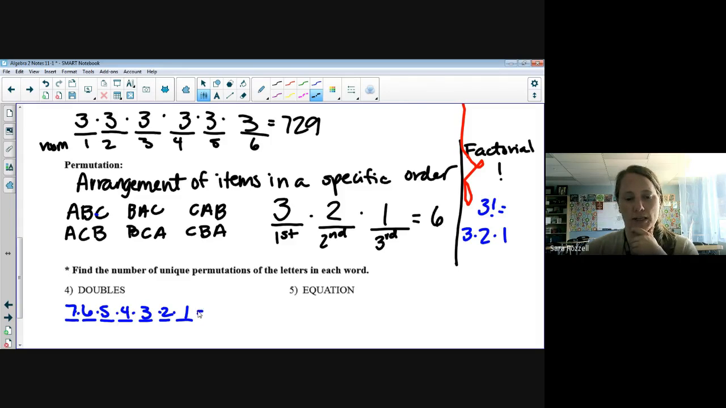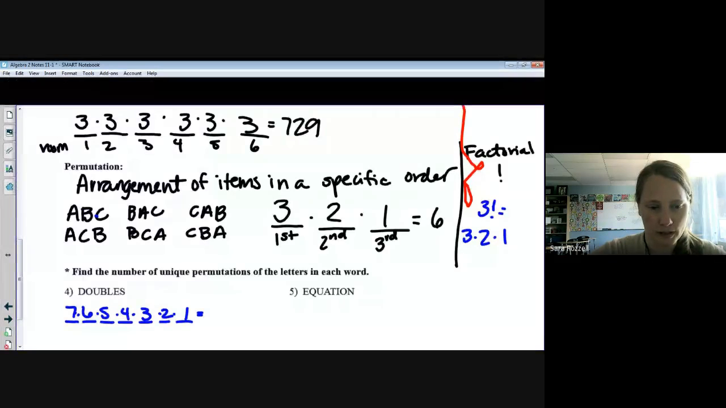And that's how many different ways we can arrange the word doubles. I'm going to see if on Desmos they have the factorial button. I'm going to double check. Oh, they do. Great. Okay, I'll just put that up here and show you the screen. So you know how to do this on Desmos.